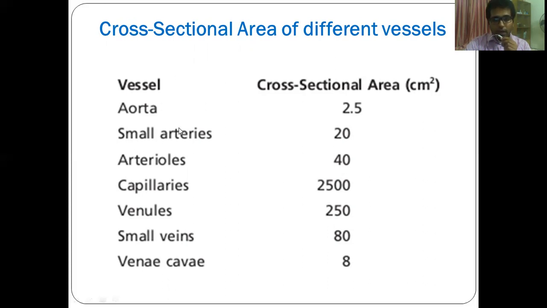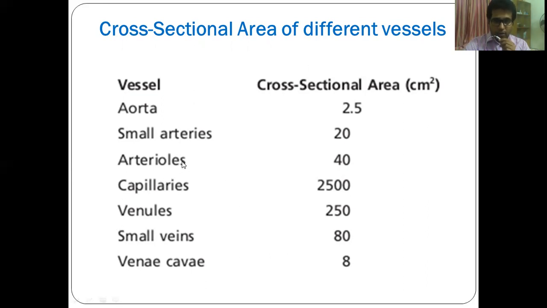But you can also observe that gradually, as you approach from the aorta to the capillary, the cross-sectional area increases. Say in the small arteries, the cross-sectional area is 20 centimeter square. In the arterioles, it is 40 centimeter square, and in the capillary, there is a maximum cross-sectional area that is 2,500 centimeter square.